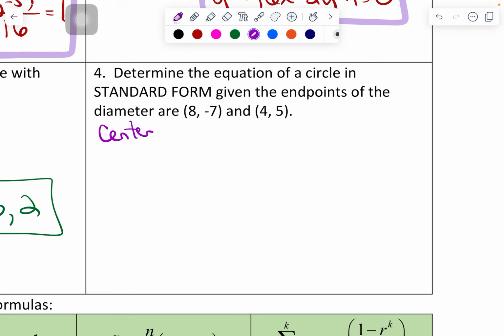So I'm going to go halfway between 8 and 4 for my x. It's going to be 6. Halfway between -7 and 5. It's going to be -1. And here's the thing. I'll do a quick sketch here.